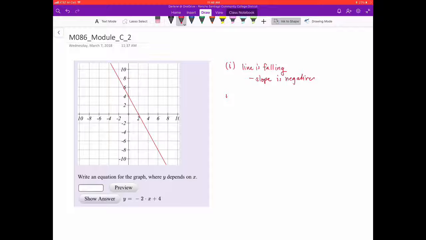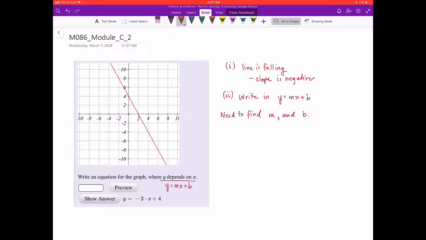And the second thing we need to note is that we want to write our line where y depends on x. And this really is just another way of saying write it as slope-intercept form, mx plus b. So we're going to write our line in slope-intercept form. Well, in order to write our line in slope-intercept form, we need to find the two parameters that we always need when graphing a line, which is the slope and the y-intercept.